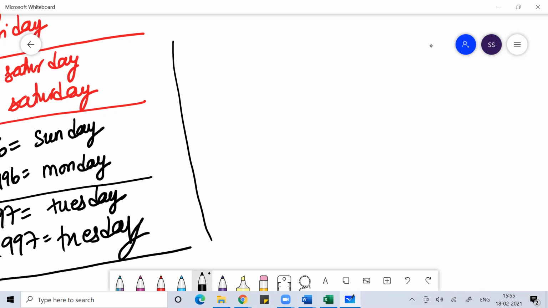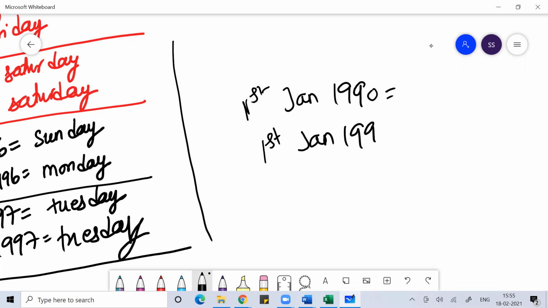29 February, you may get a wrong answer, because you'll notice that the 1st January 1990 will have the same calendar as 1st January 1996. Okay, so the days will be the same. Whatever the day you get here, the same day you will get in 1996.